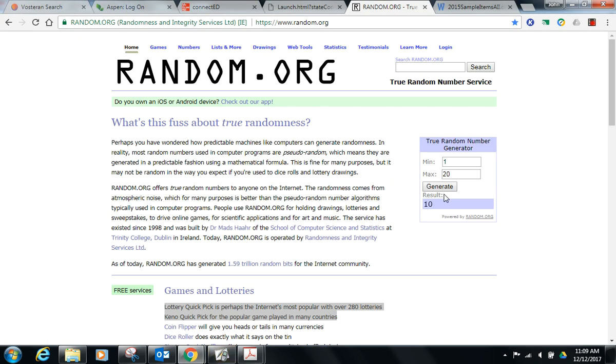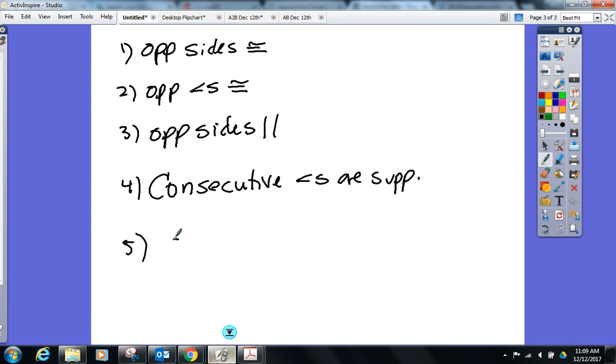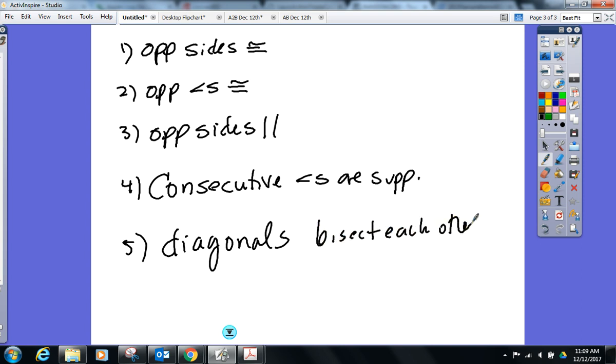And what about those diagonals, 10? Oh, great. Diagonal 7? There we go. And intersect, if you want to write that down, yep. All right, everyone all good?